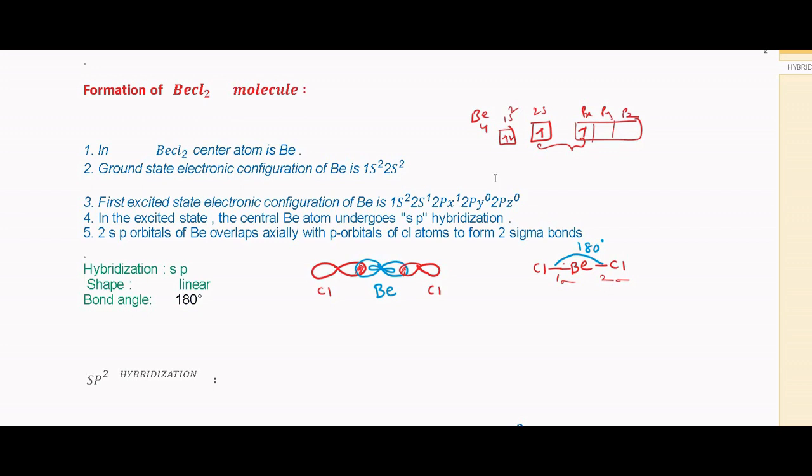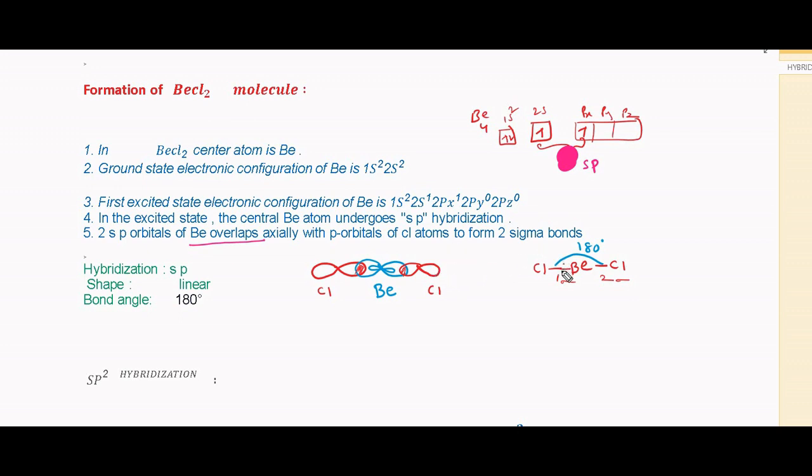The resultant sp hybrid orbitals of beryllium overlap axially with p orbitals of chlorine atoms to form 2 sigma bonds. See, these are the sp hybrid orbitals of beryllium. These are axially overlapping with the p orbitals of chlorine. This is one chlorine atom and this is the second chlorine atom, axially overlapping to form BeCl2.